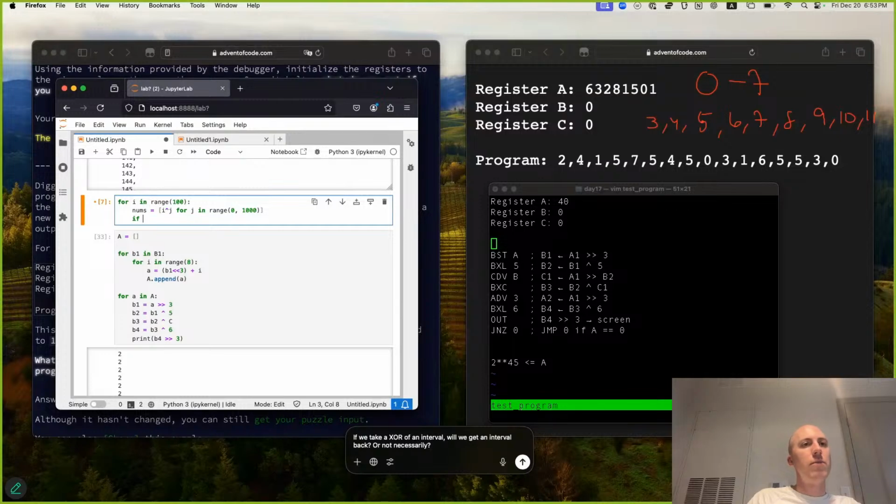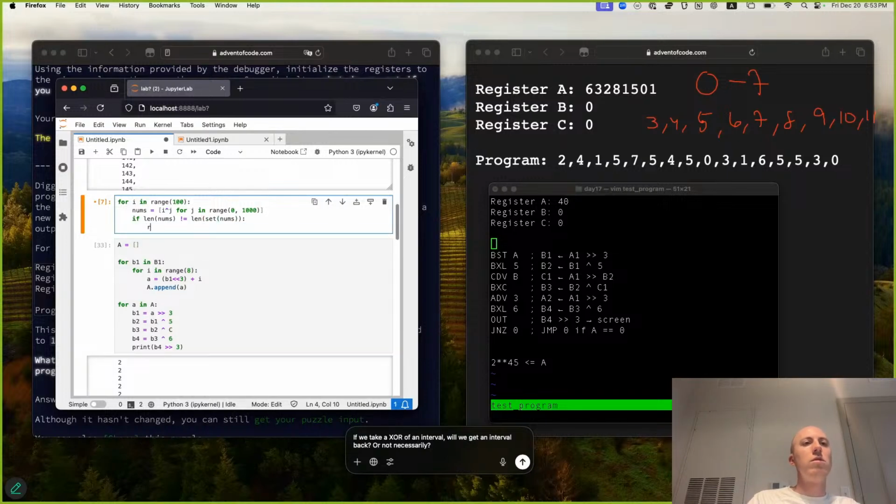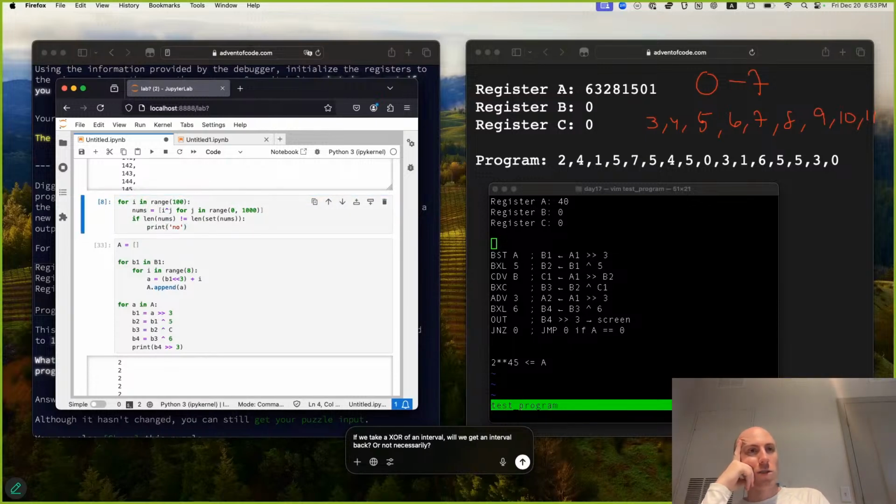If it's ever the case that the length of nums is not equal to the length of the set of nums. Nope, doesn't seem like it. Seems like it always just.